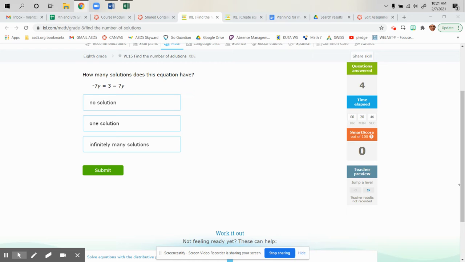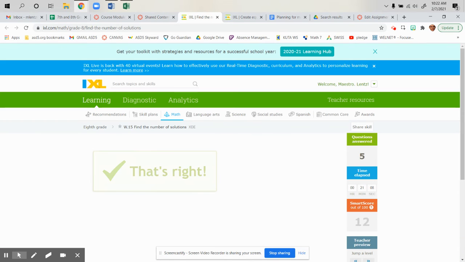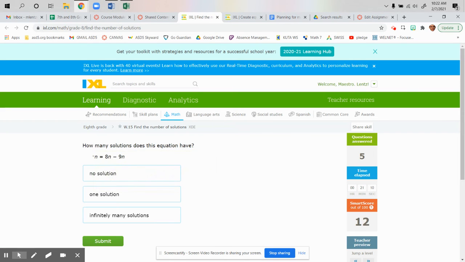So with that being said, this problem right here, I see it says negative 7y and negative 7y on the other side. So what that means is I would add 7y. So negative 7y plus 7y equals 0, right? So that means all the y's would cancel themselves out and there'd be no y left. When there's no variable left, that means there's no solution. So that's right. Hold on, I'm using two things at once.